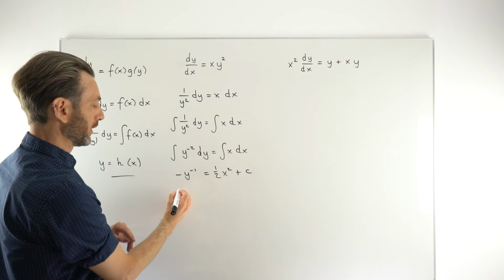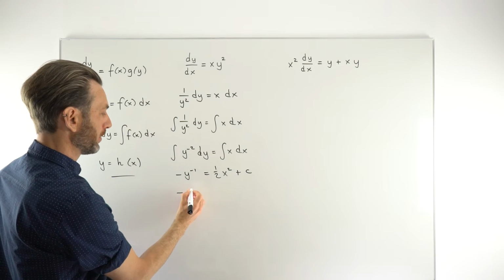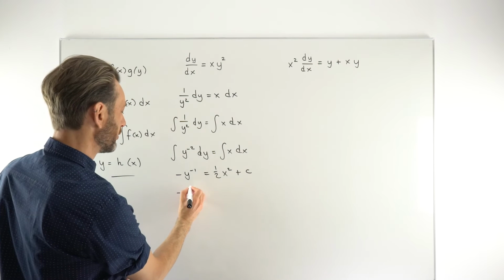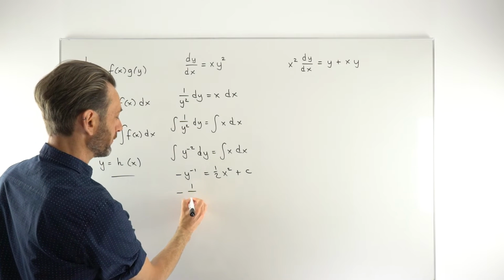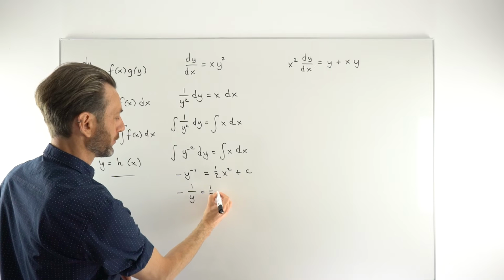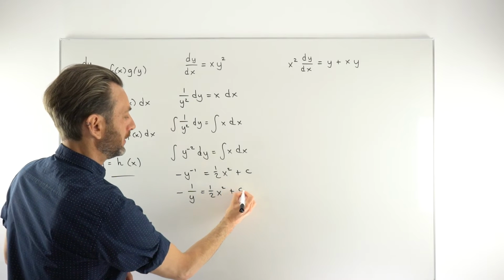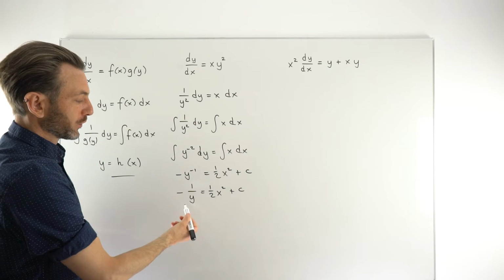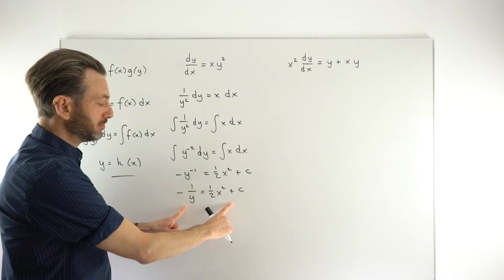The minus in front's okay. We can get rid of the minus 1 power. We don't like to leave negative powers, so we put it back to the bottom of the fraction. So it's going to be minus 1 over y equals everything else on the right-hand side. Okay, so that would be the general solution, and it's written in implicit form.